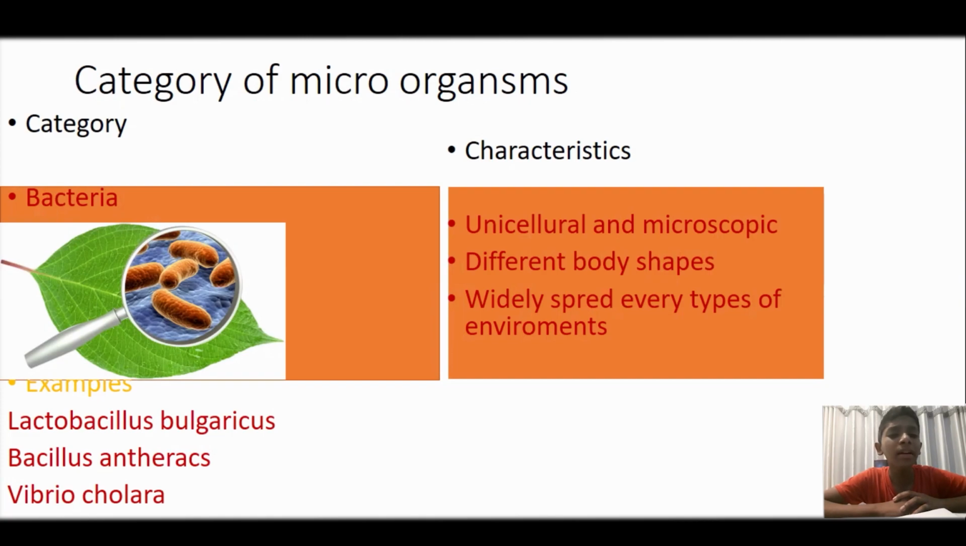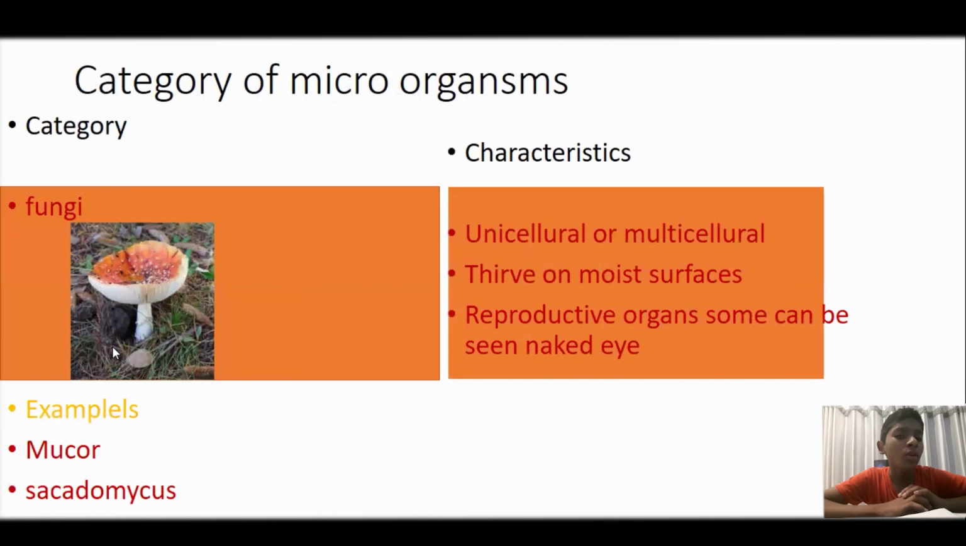Our second category, fungi. Fungi examples: Mucor, Saccharomyces. Fungi are unicellular or multicellular. Reproductive organs of some fungi can be seen with the naked eye. They thrive on moist surfaces.